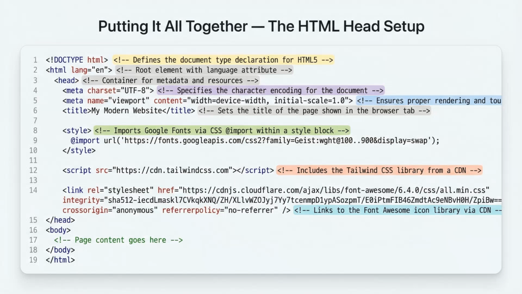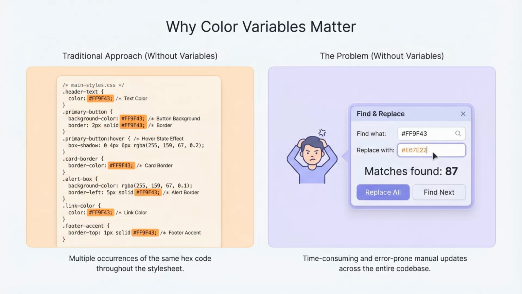So by this point in the setup, your HTML head section has everything it needs. You have the Tailwind CDN script bringing in the utility-first CSS framework, the Font Awesome CDN link for icons, and the Google Fonts import for your chosen typefaces. This three-part setup is the foundation that every project in this course will build on, and it's all done without installing a single package.